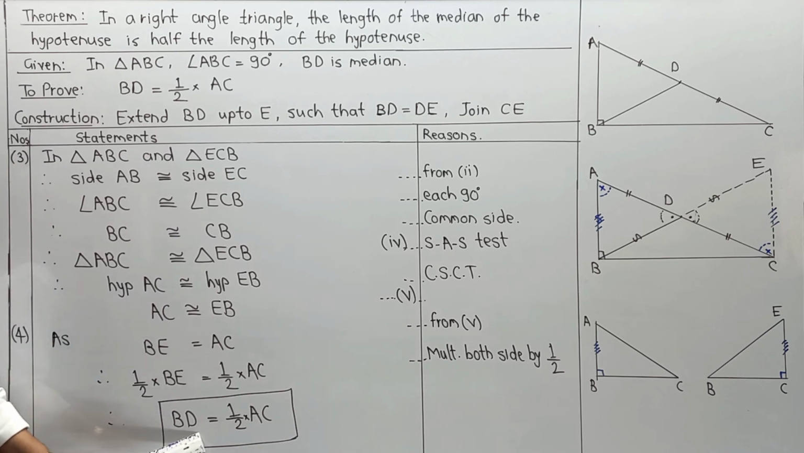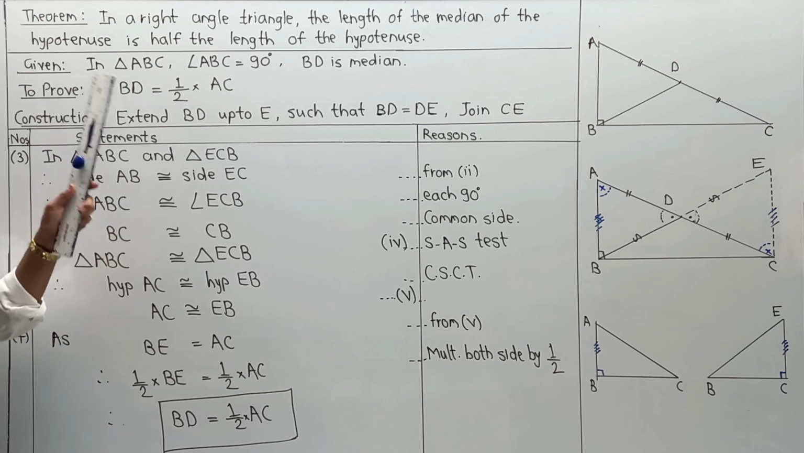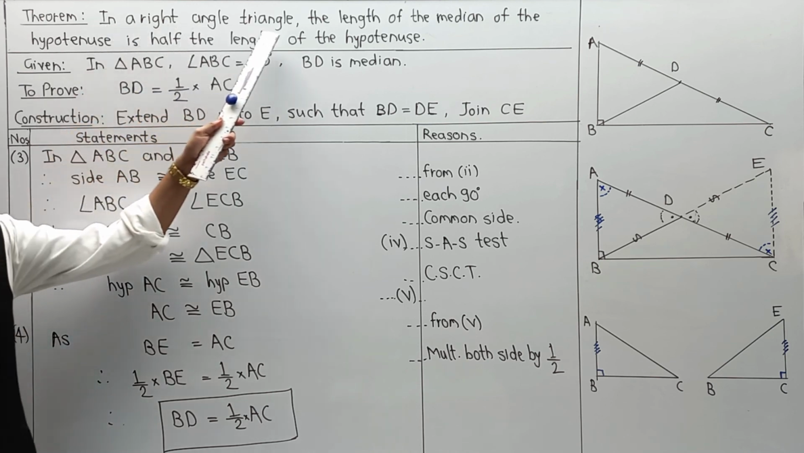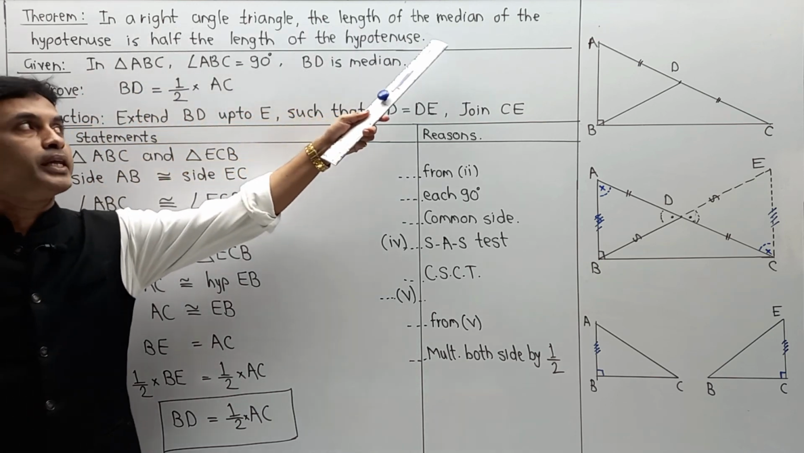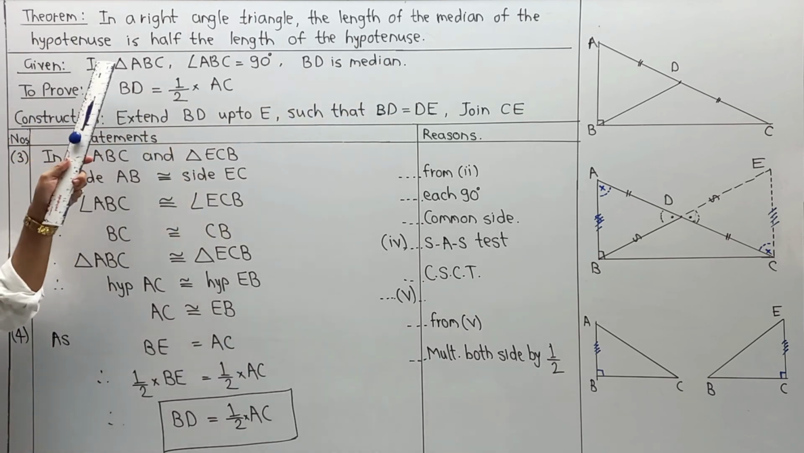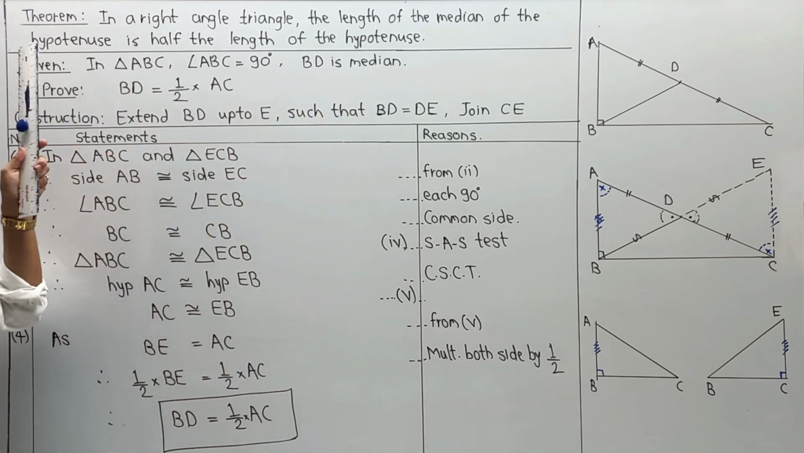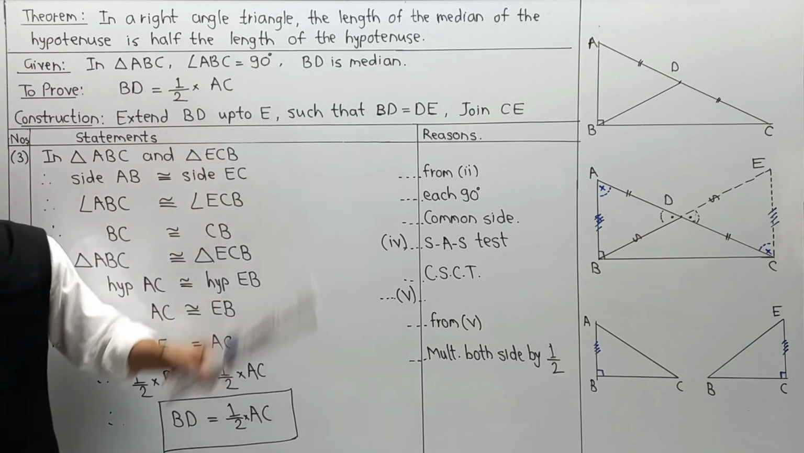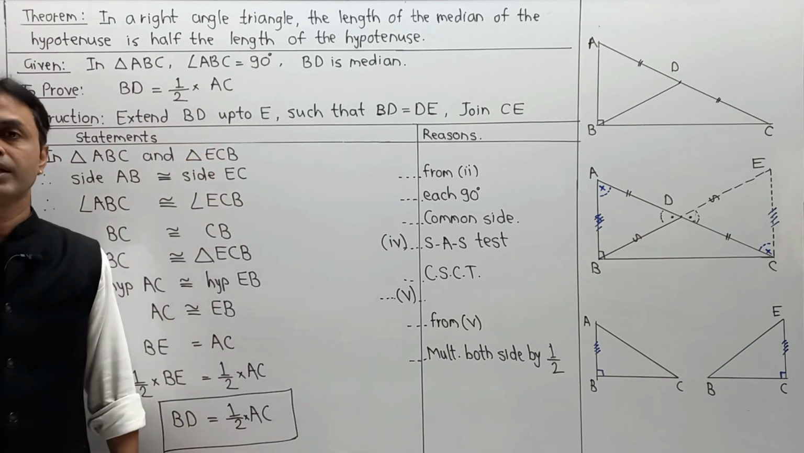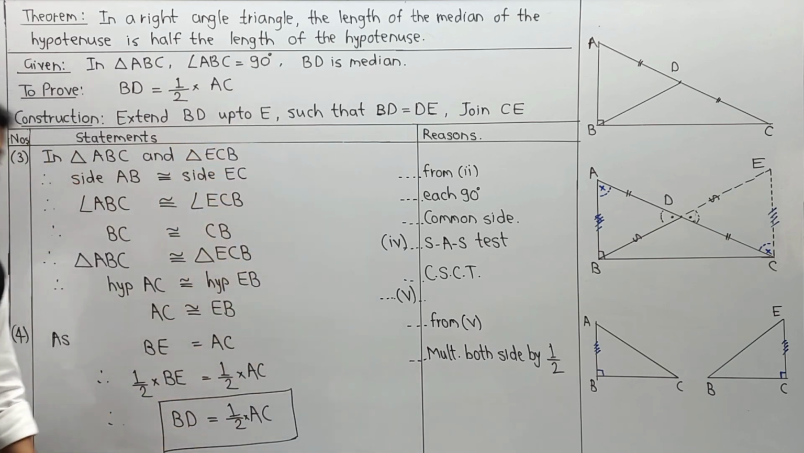BD, that is nothing but the median of your triangle, is half of AC, meaning half of the hypotenuse, and in this way our statement becomes true. The statement is: in a right angle triangle, the length of the median on the hypotenuse is half of the hypotenuse. In this way you can observe it and complete the part.